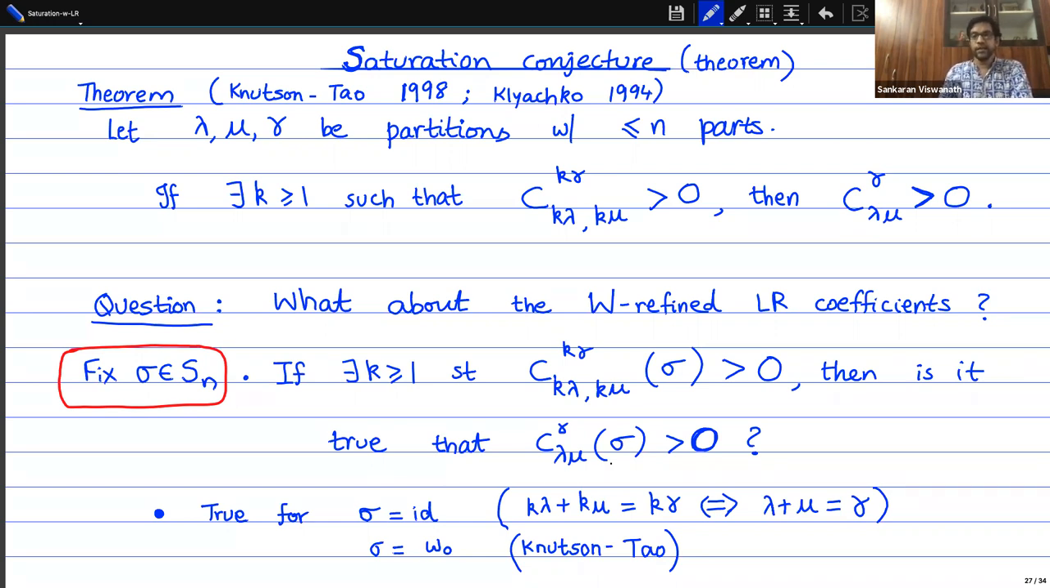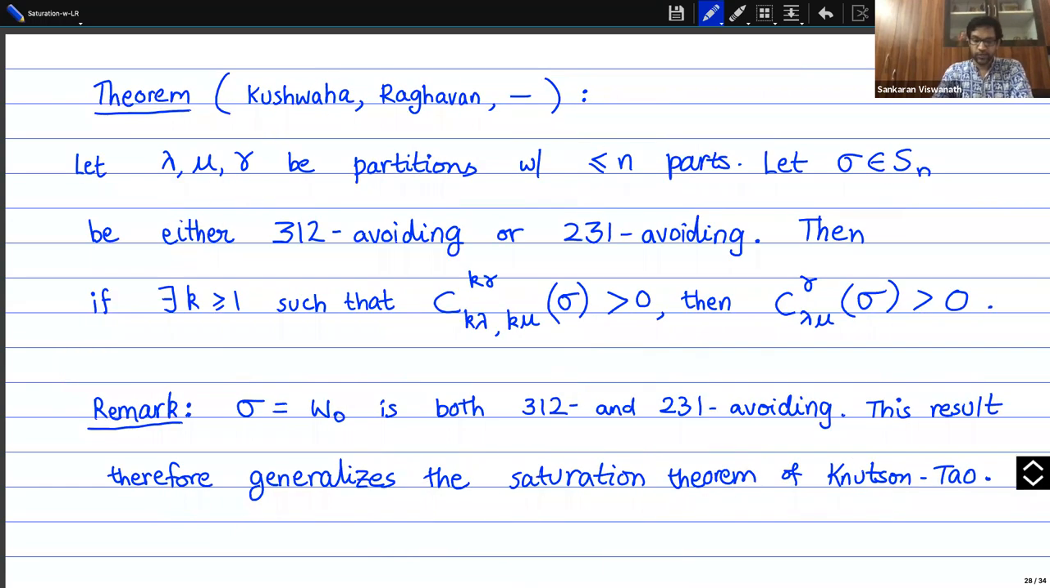If sigma equals w naught, this is just the full saturation conjecture, because there the refined coefficients equal the whole LR coefficient. If sigma is the identity, then recall I said it's either 1 or 0. It's 1 exactly when lambda plus mu equals gamma. And that's the same as saying k lambda plus k mu equals k gamma. So if it holds for some k, then you cancel k off, and it also holds for k equals 1. So for these two extremes, saturation certainly holds.